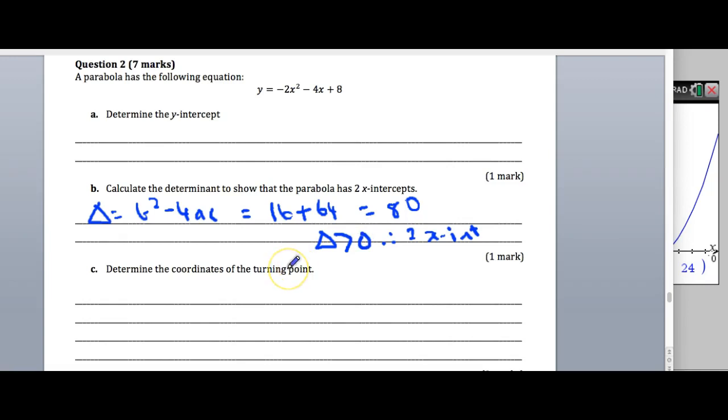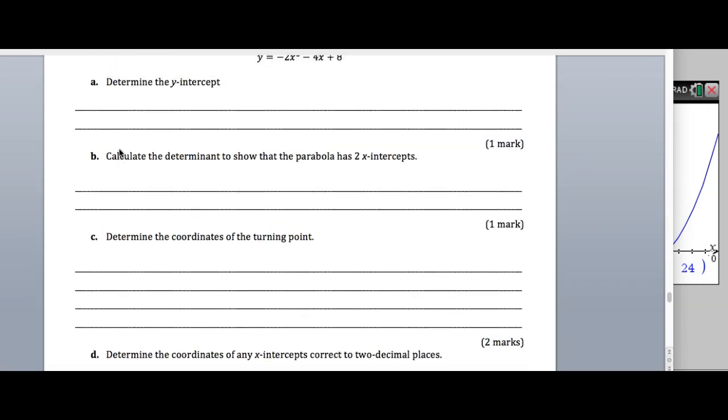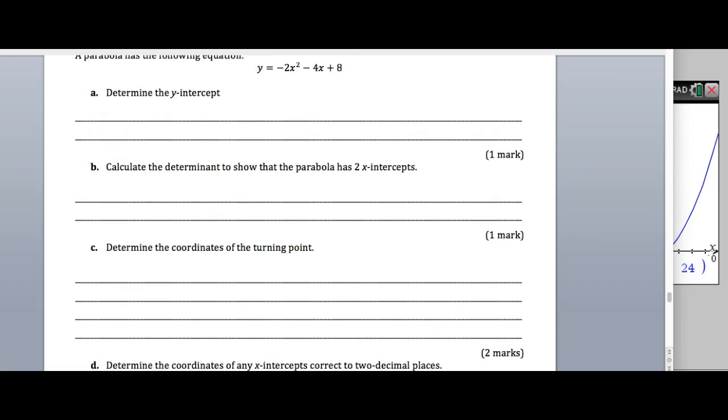Determine the coordinates of the turning point. You can do this on your calculator, but it's worth 2 marks, so you should do it without your calculator. I've shown you how to do it on your calculator. I'm not going to do it again here because we're over an hour.